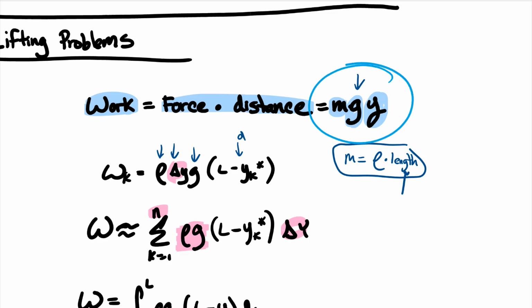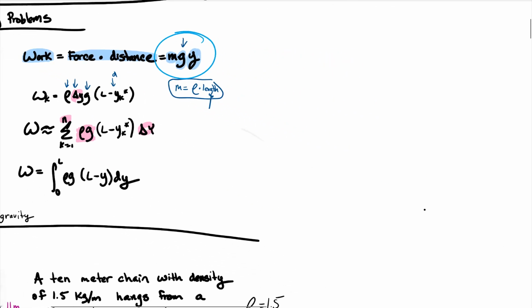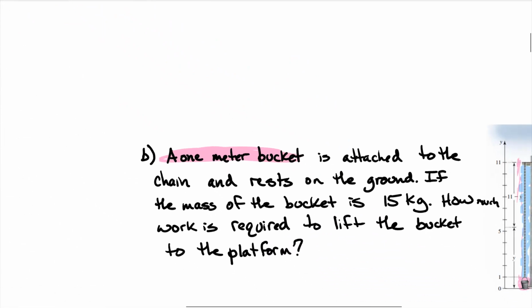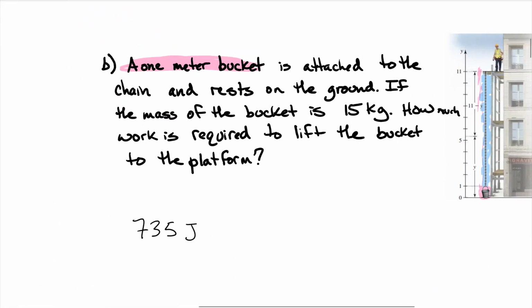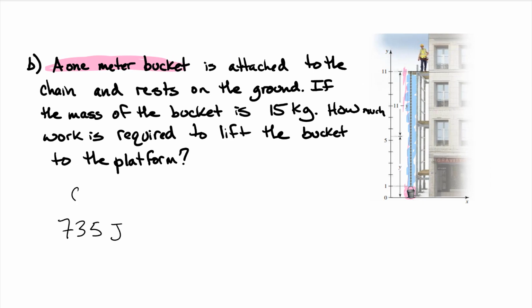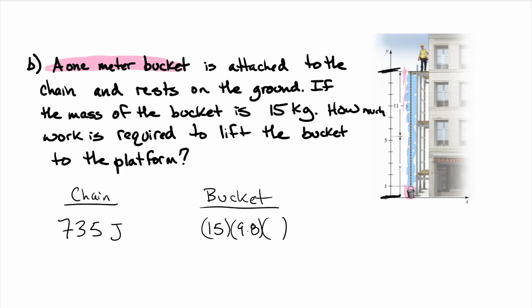Oh, there it is. Work is just force times distance. The mass times gravity times the distance it needs to travel. So to move just the bucket, like over here, this was for the chain. So to move the bucket, we're going to say, well, it weighs 15 kilograms times the force of gravity that it has to overcome times the length it needs to travel. Well, since it started at 0 and needs to go up to 11, we multiply by 11.